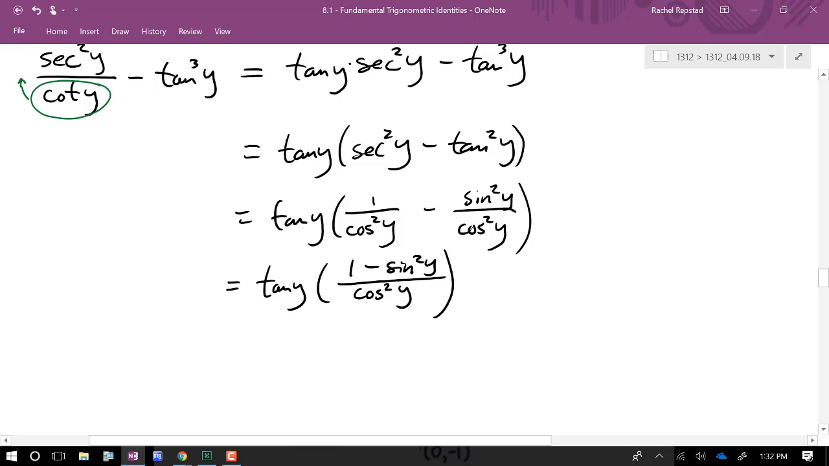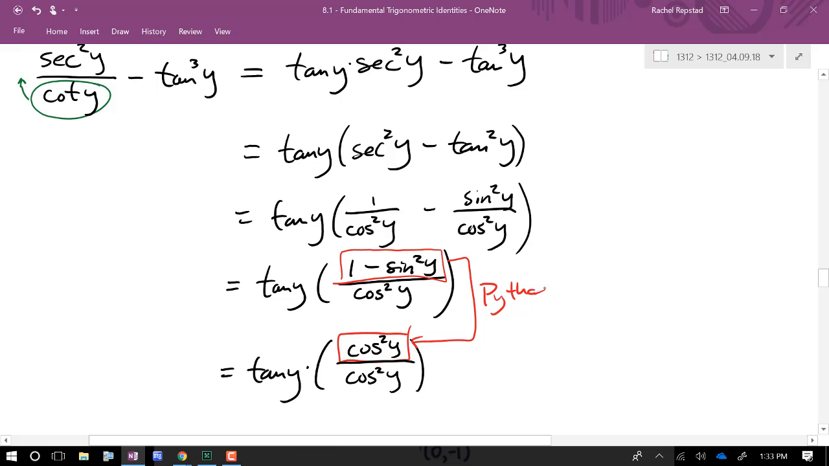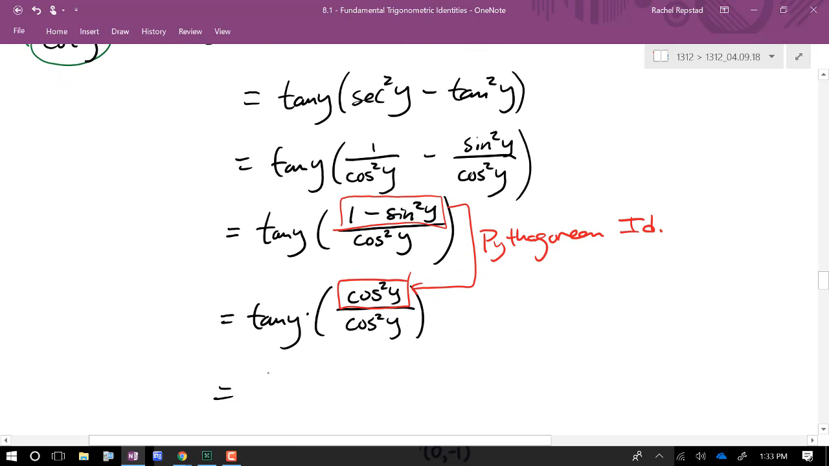1 minus sine squared y is equal to 1. Or, excuse me, equal to cosine squared. And how do we know that? Because of the Pythagorean identity. Yes, yep. So this right here is equal to this because of the Pythagorean identity. And of course that fraction is equal to 1, so we just get tan of y.